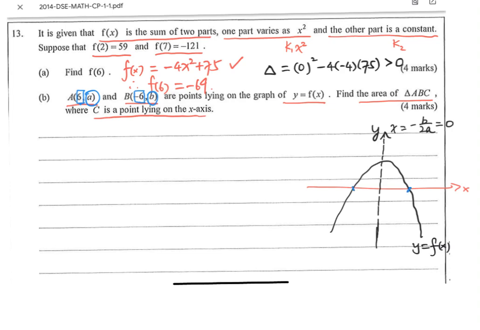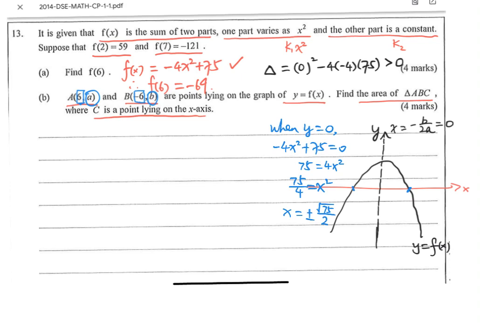We can find out the x-intercepts first. How to find the x-intercepts? We need to put y equal to 0, right? When y equal to 0, then negative 4x squared plus 75 equal to 0. So we have 75 equal to 4x squared. So 75 over 4 equal to x squared. So x must be positive or negative square root of 75 over square root of 4, which equals 2.